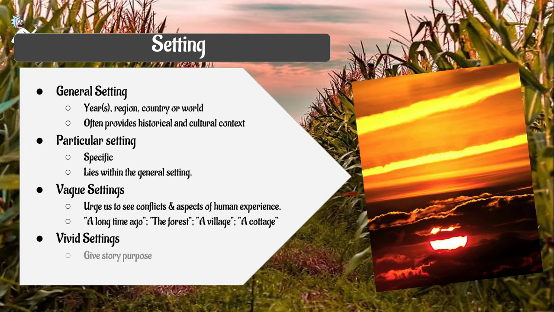Then we have vivid settings. Vivid settings give your story purpose. This would be setting in a cornfield in Nebraska, in Gatlin, Nebraska. Okay? The King story, Children of the Corn, is a vivid setting. It gives the story its purpose. Historical fiction, again, vivid settings. We have to know exactly where these stories are taking place in order to provide our perceptions of it and our analysis and interpretation of the story with all the correct data that it needs to process it.